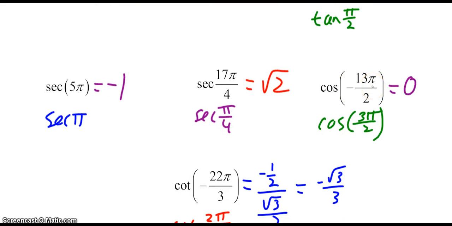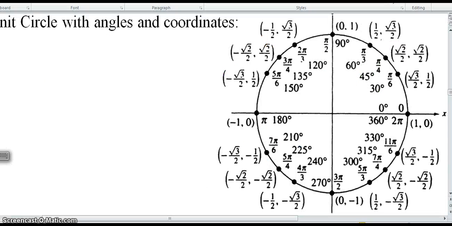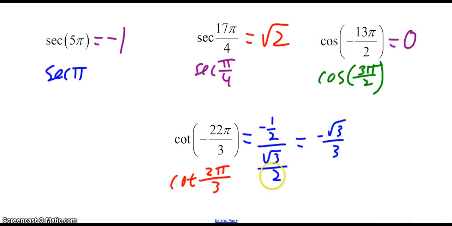Cosine of negative 13 pi halves. Negative 13 pi halves is a coterminal angle of 3 pi halves. Cosine is the x value at 3 pi halves. The x value is 0. And the cotangent of negative 22 pi thirds. Negative 22 pi thirds is a coterminal angle of 2 pi thirds. So I look at 2 pi thirds on the unit circle. Cotangent is x divided by y. So negative 1/2 over root 3 over 2 is negative root 3 over 3 once I simplify and rationalize.